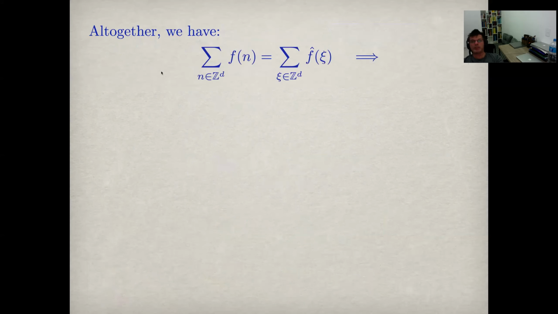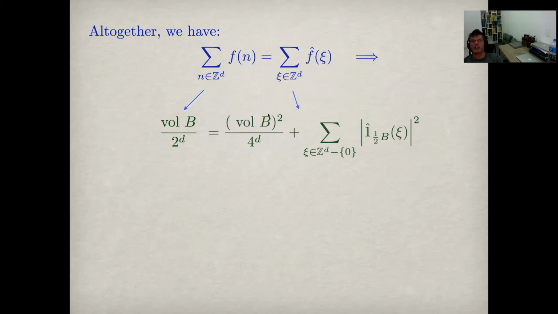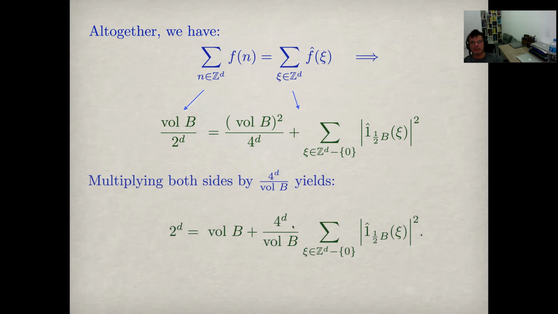So let's wrap up, see what we have. Just to recap, here's Poisson summation for the lattices. The left part gave us the volume of B over 2 to the d. We had that computation on the first slide. The second part gave us this right-hand side, and that's it. Now we multiply both sides by 4 to the d over the volume of B, and that's the formula of Siegel. And so we've derived the famous Siegel formula for convex bodies symmetric about the origin using nothing more than one of our favorite tools, Poisson summation.